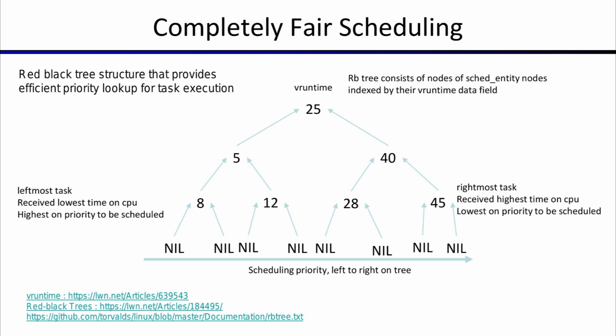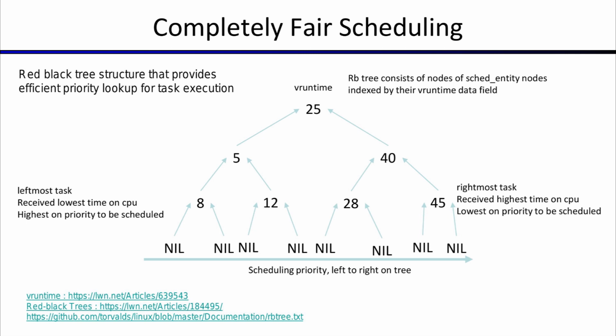And the leftmost task will be the one in this structure that actually has the lowest vruntime. So there will be a direct pointer to the leftmost task in the scheduler, and it always gets the lowest vruntime task to run from that. The rightmost task would be the one with the highest vruntime. So technically, it has received the highest time on the CPU.